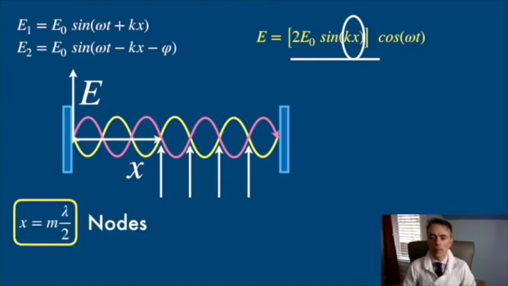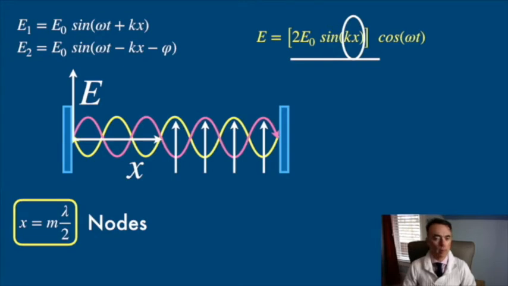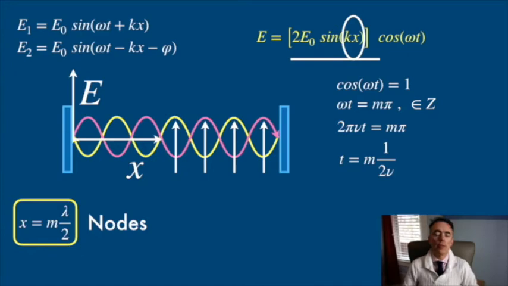On the other hand, there are moments in time for which the amplitudes will be maximum, the maximum possible at each x position. That will happen when the cosine of omega t is maximum, which happens for omega t equal 0, pi, 2 pi, 3 pi, and so on. Because omega is 2 pi times the frequency, those times are multiples of half a period.